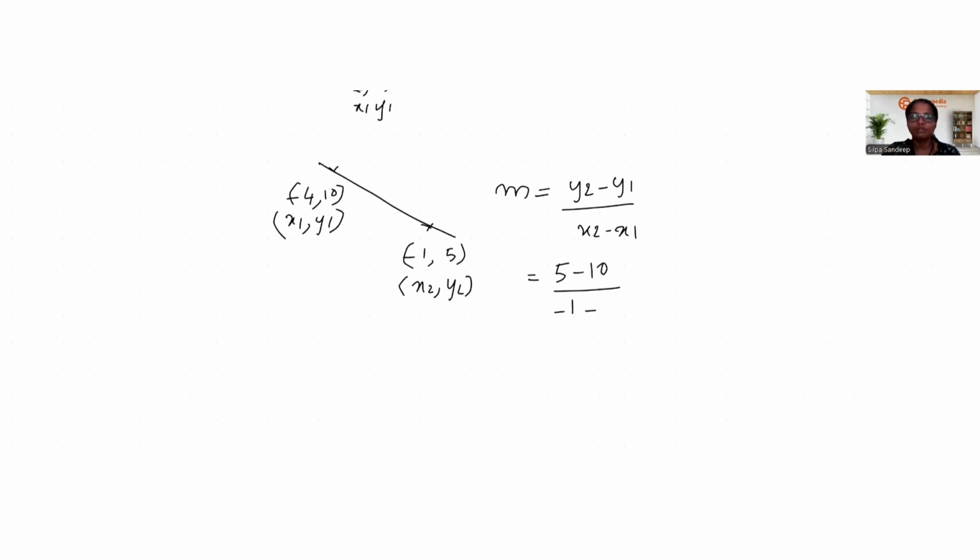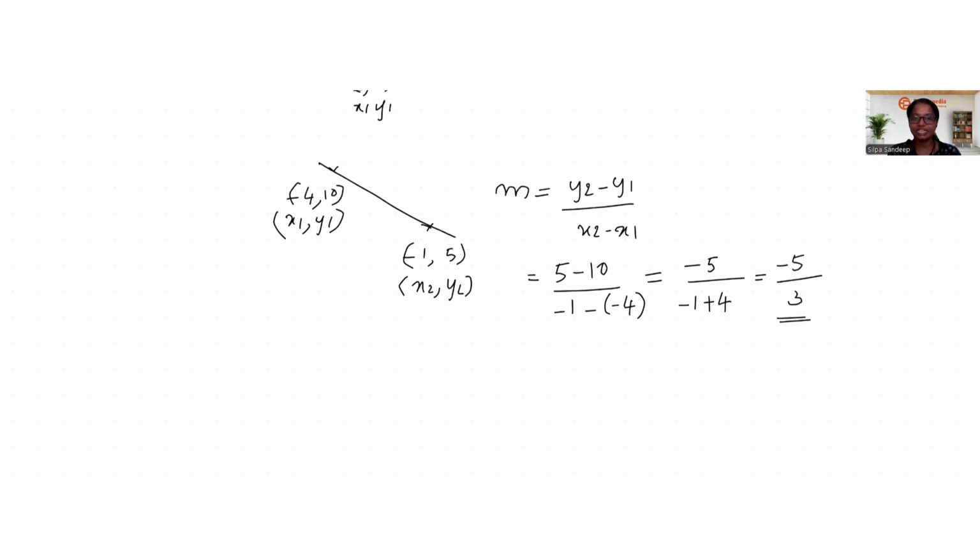So this is equal to 5 minus 10 is negative 5. Negative 1 minus negative 4 becomes negative 1 plus 4. So this is equal to negative 5 over negative 1 plus 4 is positive 3. So the slope is negative 5 over 3.